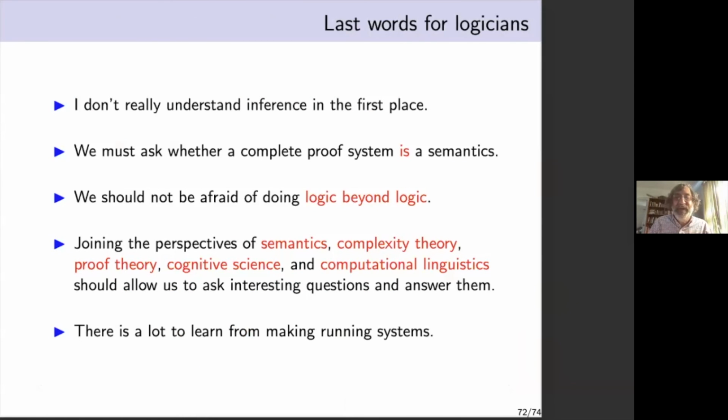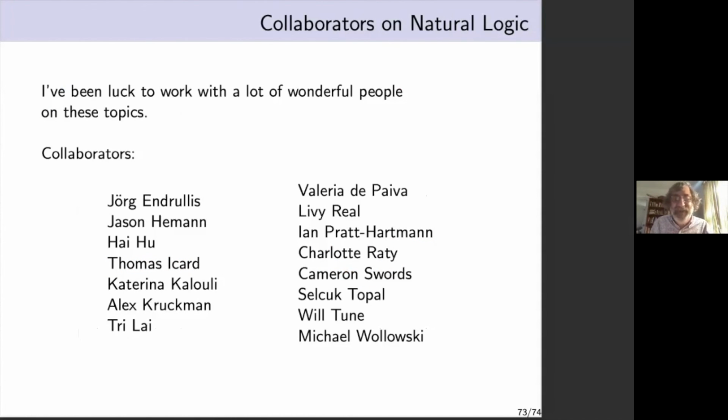After all this kind of work, I feel that inference is a very problematic thing, so I could talk about that for a while. I feel like we should be trying to join the perspectives of cognitive science and linguistics, semantics, computer science, machine learning. We should try to do all that kind of stuff to actually have a good story about inference. And I've learned a lot by making running systems. I've actually learned a lot by doing the implementation and working with people doing it. So here's all the people that I work with.